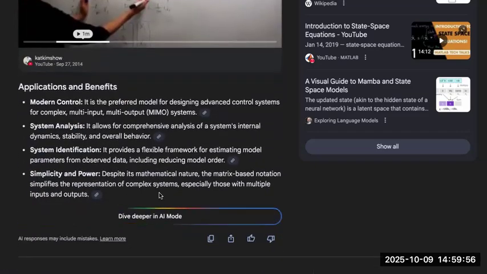So applications and benefits. Modern control: it is the preferred model for designing advanced control systems for complex multi-input, multi-output systems. System analysis: it allows for comprehensive analysis of a system's internal dynamics, stability, and overall behavior. System identification: it provides a flexible framework for estimating model parameters from observed data, including reducing model order. Simplicity and power: despite its mathematical nature, the matrix-based notation simplifies the representation of complex systems, especially those with multiple inputs and outputs.